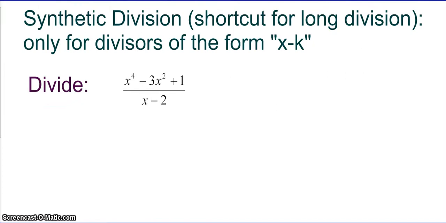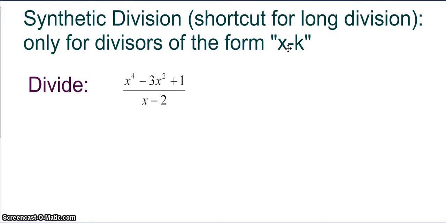Okay, now we're going to talk about synthetic division. Synthetic division is a shortcut for long division. We mainly only use it for divisors of the form x minus k. This does not mean that it has to be minus a number, it could be plus a number, so as long as it's x to the first degree and then plus or minus a real number, then we can do synthetic division. I will show you in class how we can do this in other forms as well, but this is how we normally do it.